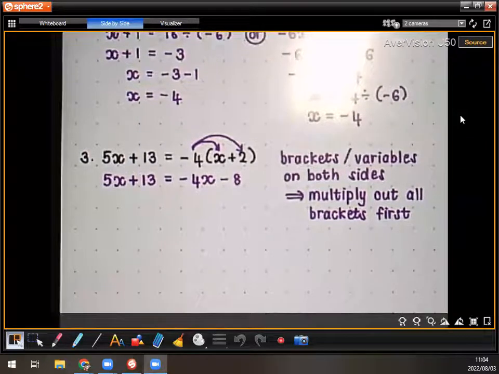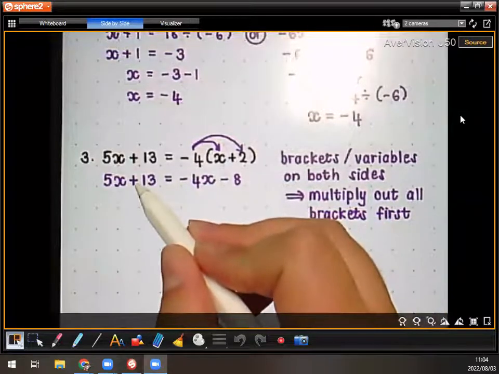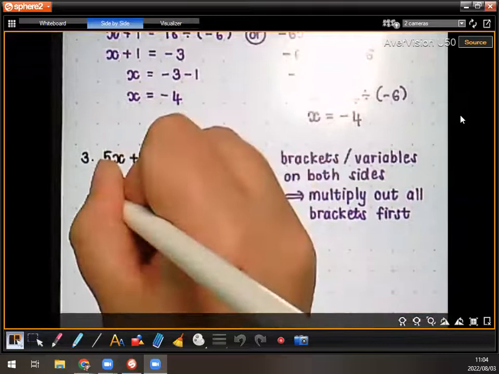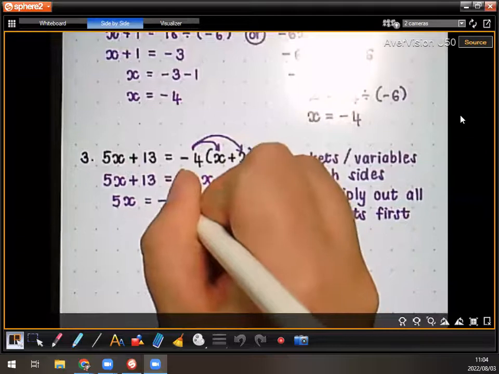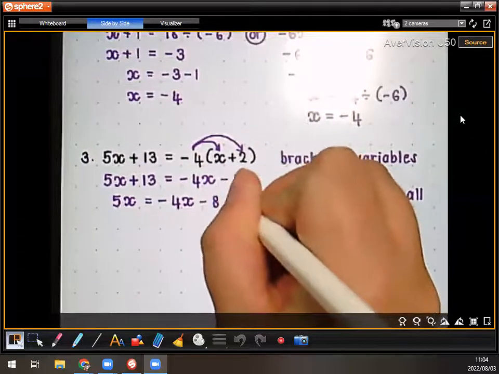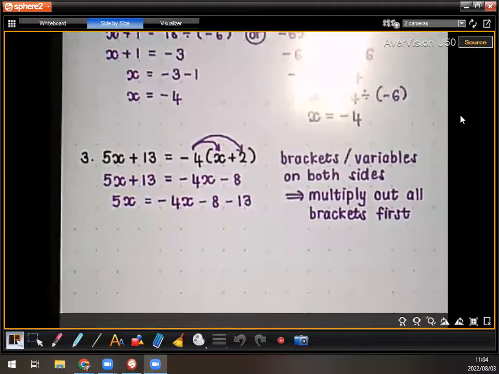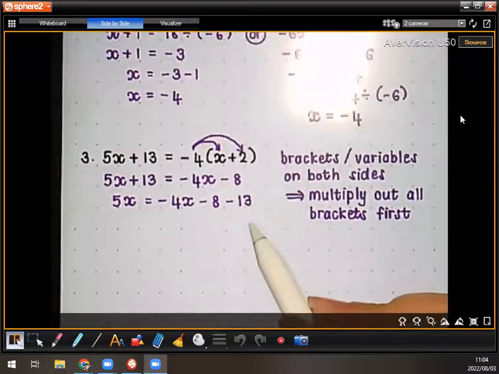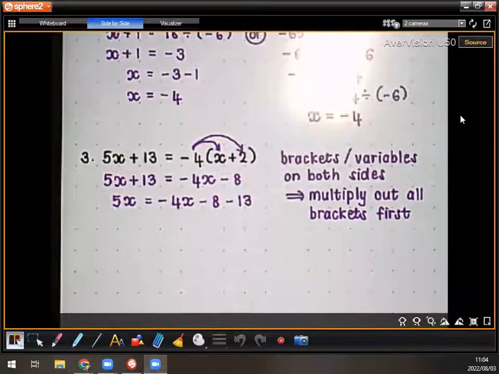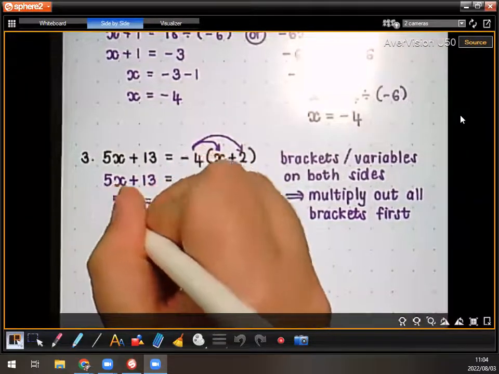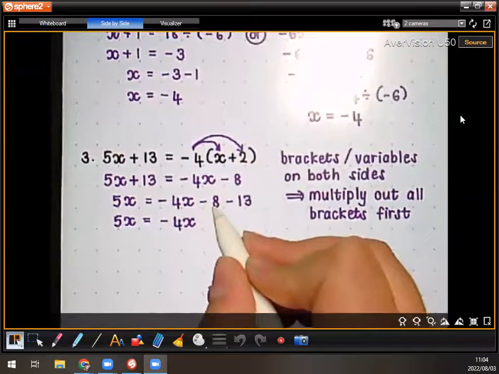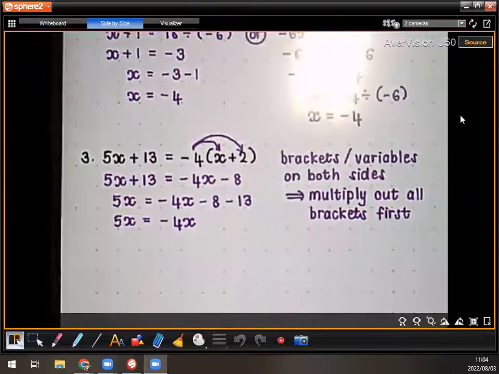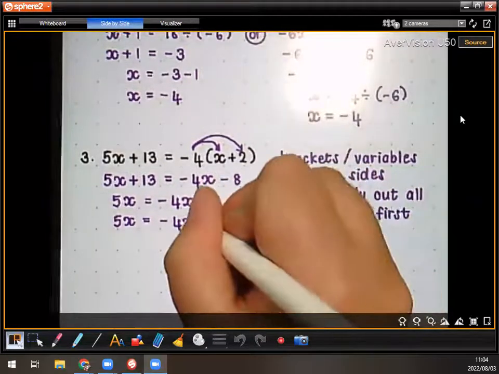Now you guys see that this is like the questions you did for homework for today. What's the opposite of adding 13? Subtracting 13. So I have 5x equal to, I have my negative 4x and my minus 8. And now I must subtract 13. Again, you don't have to write this line down. You can do it in your head. But if you want to write it down, there's no problem with that. So we have 5x equal to negative 4x. And what's negative 8 minus 13? Negative 21. Good.